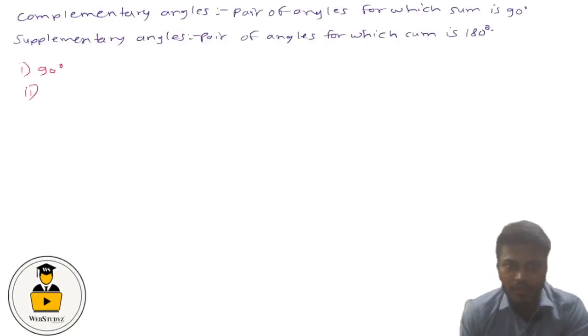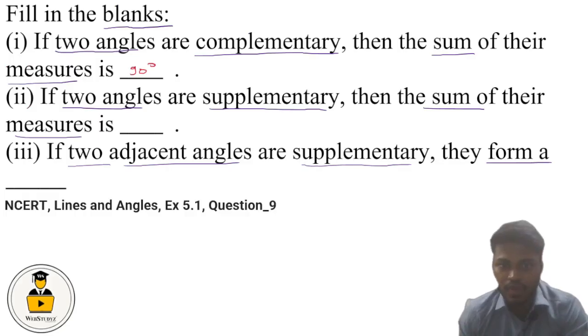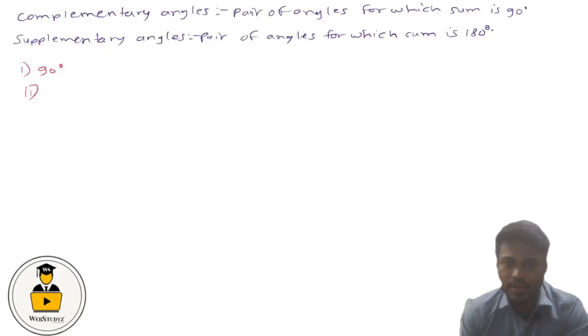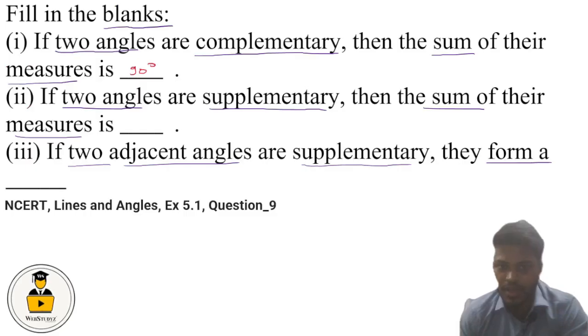For the second, we are talking about if two angles are supplementary, then their sum is dash. So we have seen here that supplementary angles are the angles for which the sum is 180 degrees. So we can say that it will be 180 degrees.